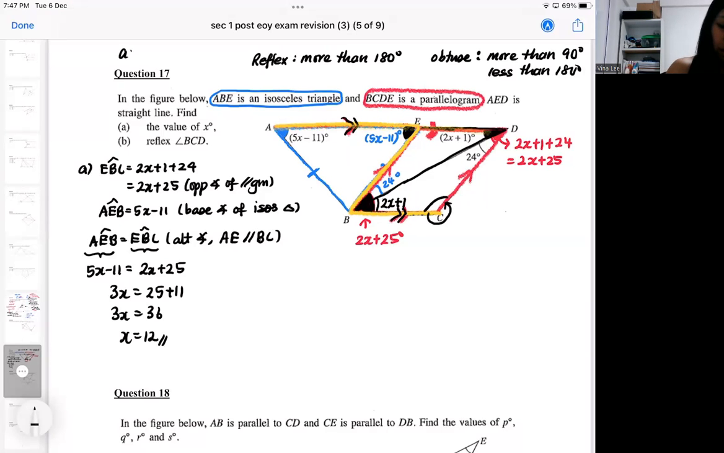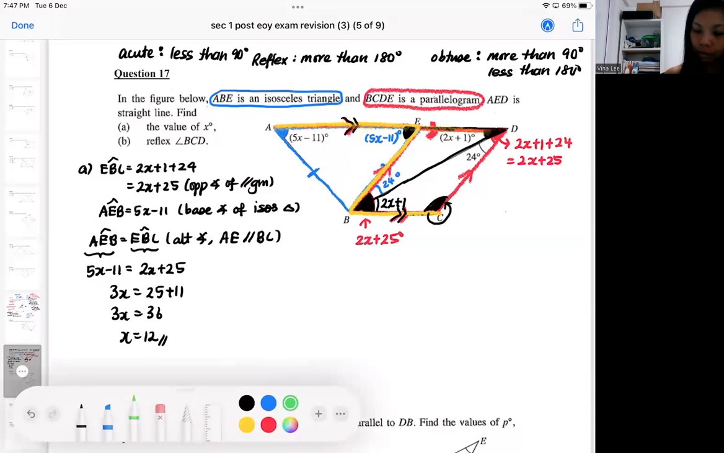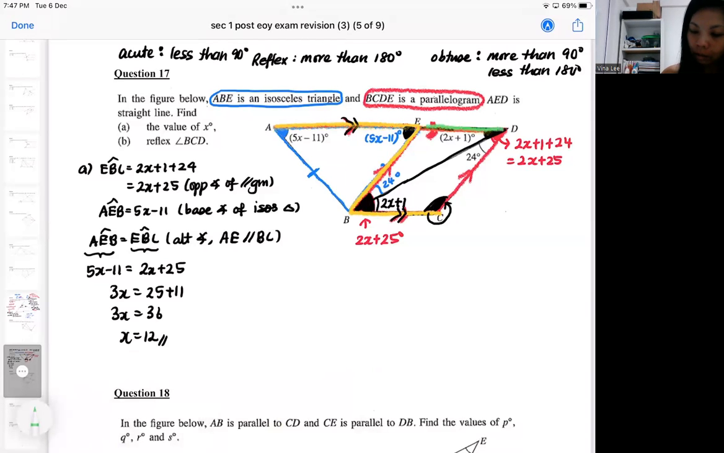Acute angle is simply less than 90 degrees. If I would like to find the reflex BCD, I will need to find the obtuse BCD first. So I'm going to make use of the interior angle. There are interior angles here.